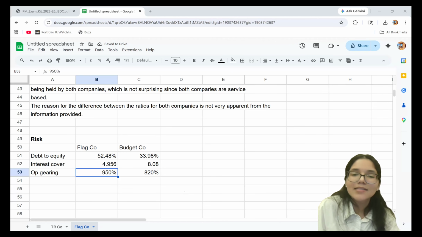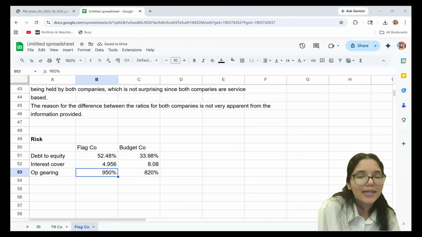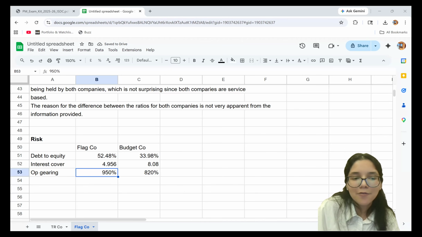Both are highly geared. This is a good observation. Umang, we can say that maybe this is how things work in the industry. Maybe in the aviation business, the airline industry, this is how things work. But again, if we draw a comparison, the budget company is definitely safer.